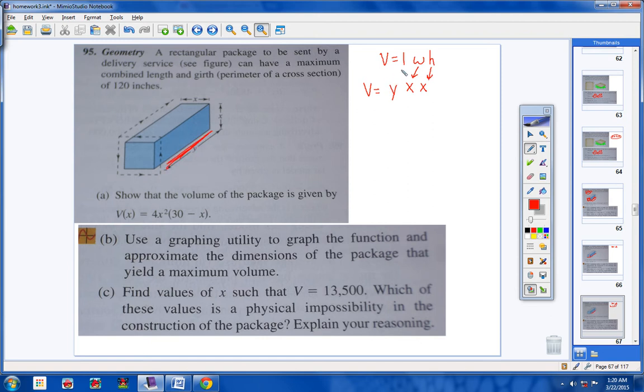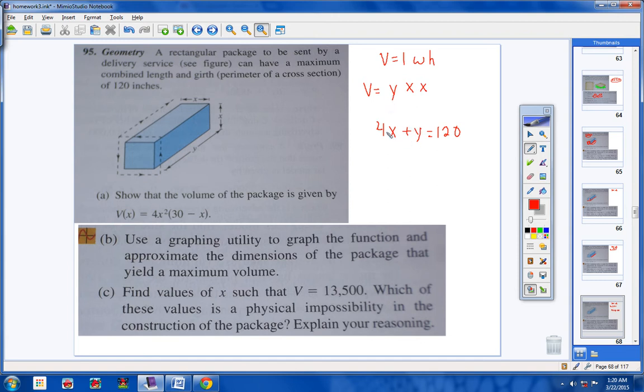Y. So I've got to put a y in there. That's not going to work, guys. I'm not doing 3D graphing or 3-variable graphing. I've got a v, a y, and an x. So here's what I'm going to have to do. I'm going to have to come up with a formula in which I can get rid of this y, and here it is.